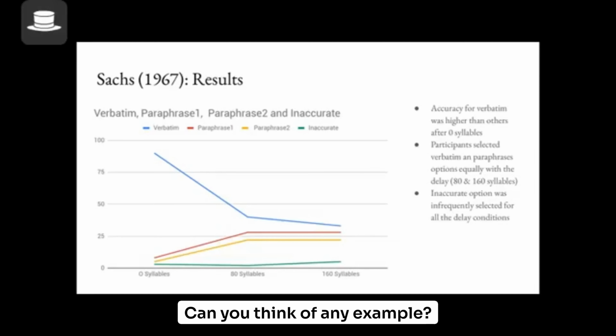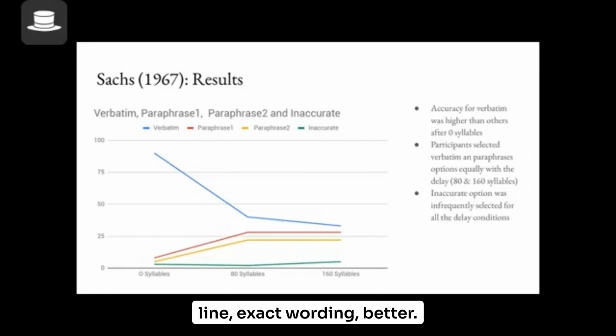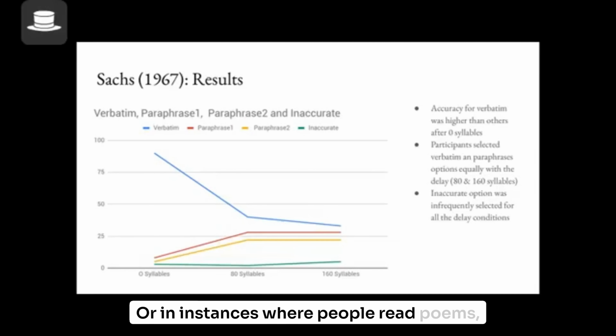Can you think of any example, any instance? You can pause here for a second and think, when do you think a reader would pay more attention to the exact wording? Yeah, especially when there is a joke, there's a punchline, right? For you to actually appreciate the joke, you should be able to retain that punchline's exact wording better. Or in instances where people read poems, right? Even there, the exact wording, the verbatim representation, has a higher likelihood of staying in our memory just because of the given context.